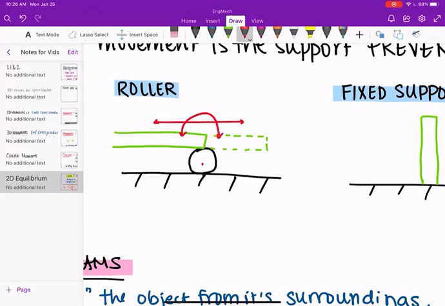So essentially every time you see a roller, there's going to be some reaction in the Y direction, because I could push on this part of the roller or the body as much as I want, but the body is being prevented from going up and down because of that roller. So essentially the body's not going to move relative to the ground because that roller is keeping it at a constant height.